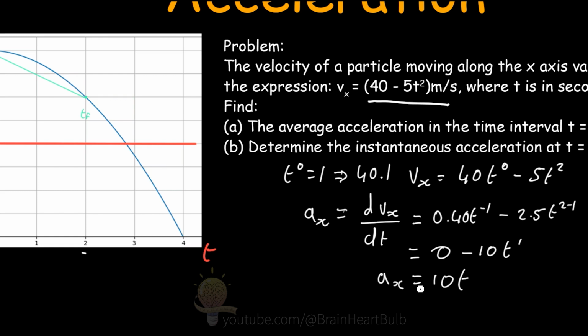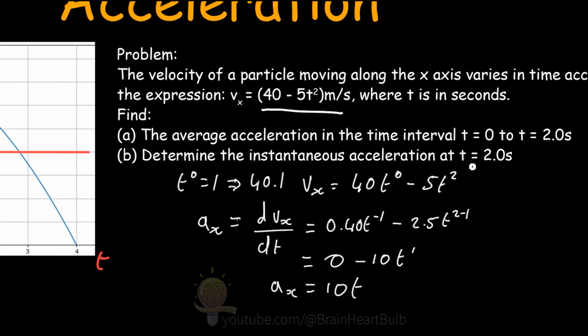So now with our instantaneous acceleration, we can insert the value of time equals 2 seconds into this expression here. So we get Ax is equal to 10 minus 10 times 2, which equals minus 20 meters per second.